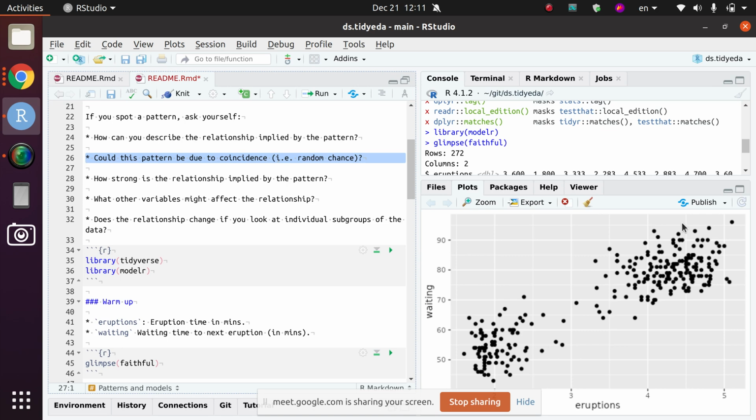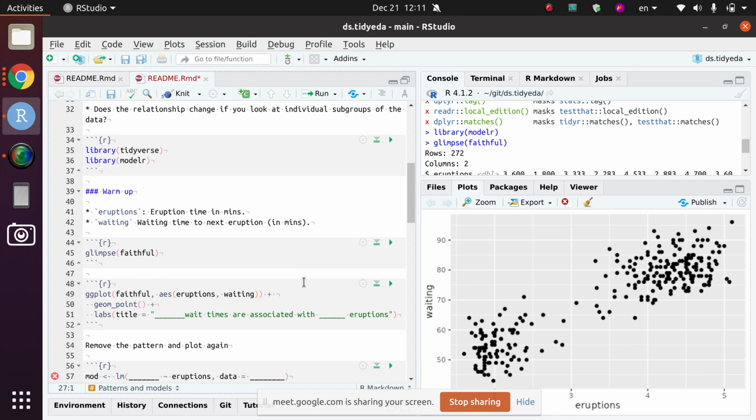That is only qualitative, and we could use modeling to understand how to actually measure the strength of that pattern. But for now, all we want to do is to warm up. So we're going to extract that pattern and see what remains. So that is the warm-up.